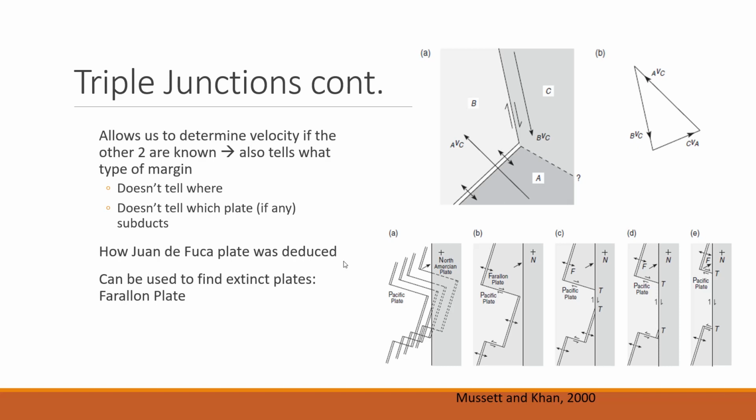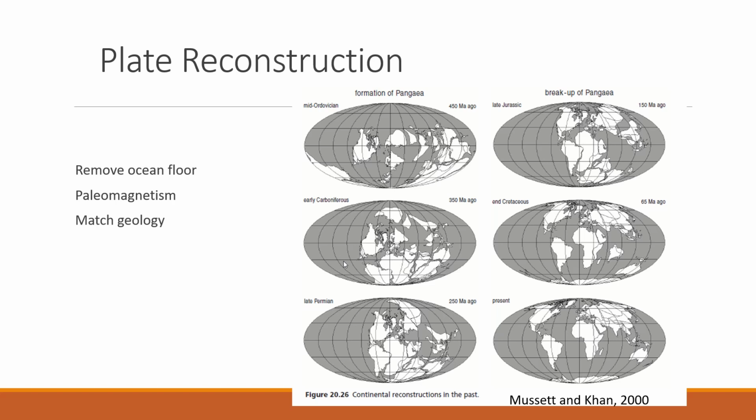So for example, there is a small plate called the Juan de Fuca. It is off the coast of Seattle and the Pacific Northwest. There used to be a plate called the Farallon plate that was connected to the Juan de Fuca plate. And so by backtracking the location of triple junctions, we determined that the Juan de Fuca plate is a small remnant plate still there. Most of the Farallon plate is actually underneath the United States. So we can use these to find extinct plates. And so this is how we do this plate reconstruction that I showed you the video of.